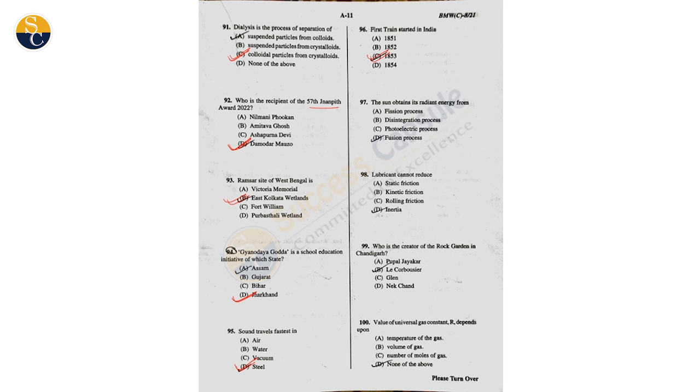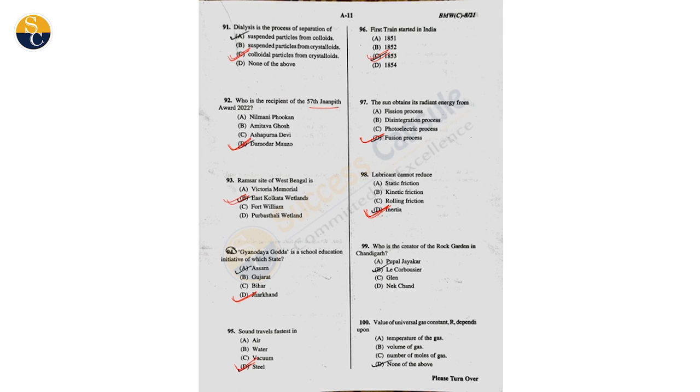Next, the sun obtains its radiant energy from the fusion process, nuclear fusion. So, D is the correct answer. Next, lubricant cannot reduce inertia because inertia depends upon the mass of an object and the mass of an object cannot change. So, D is the correct answer.